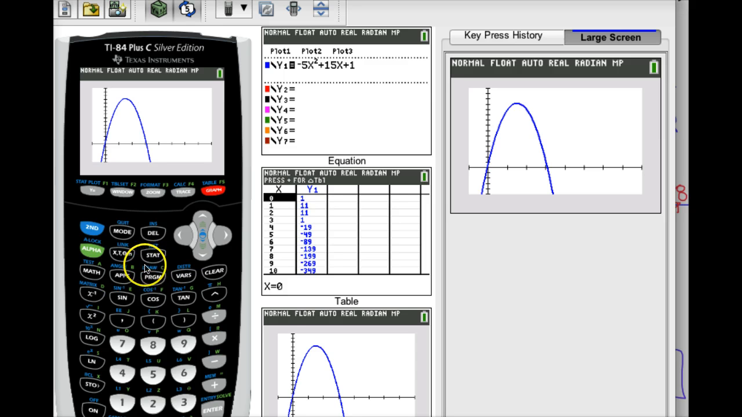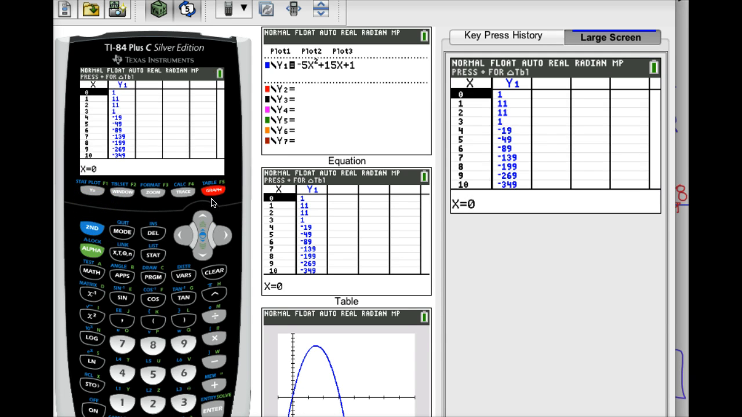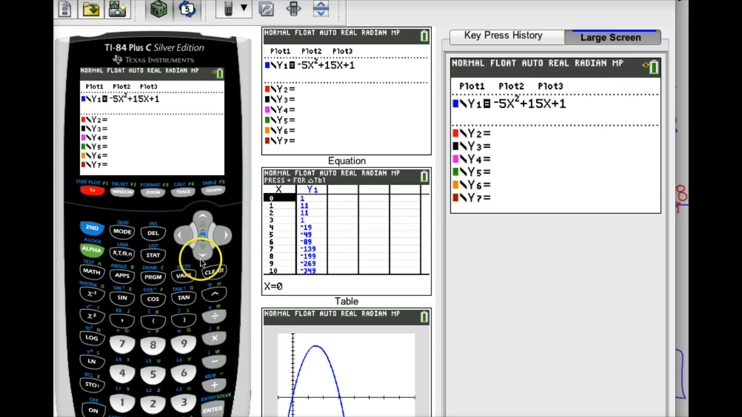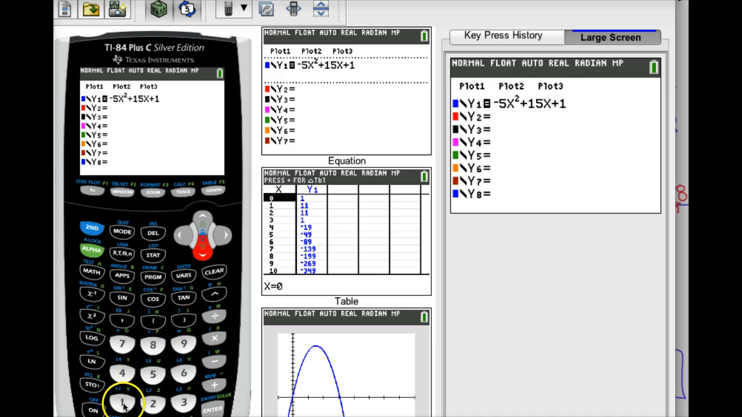But it says, based on the model, when will the arrow have a height of 10 meters? In order to find that, because height is a y coordinate, I could look at the table to see, but I don't see anything. 10 meters isn't listed here. I've got 11, which is close, so I know it's somewhere between 1 and 2. But I need to find the exact value, so I'm going to need to graph y equals 10.